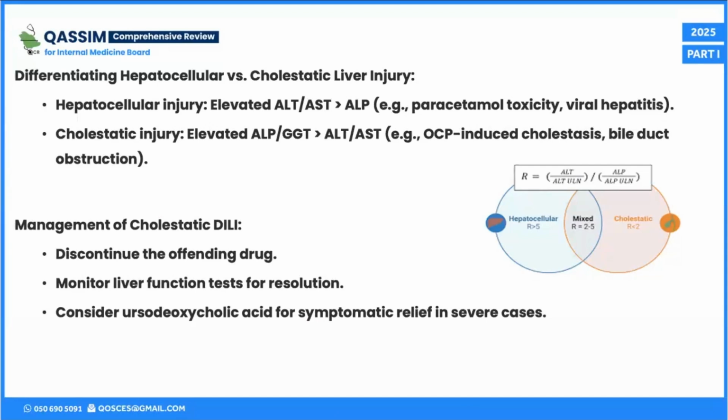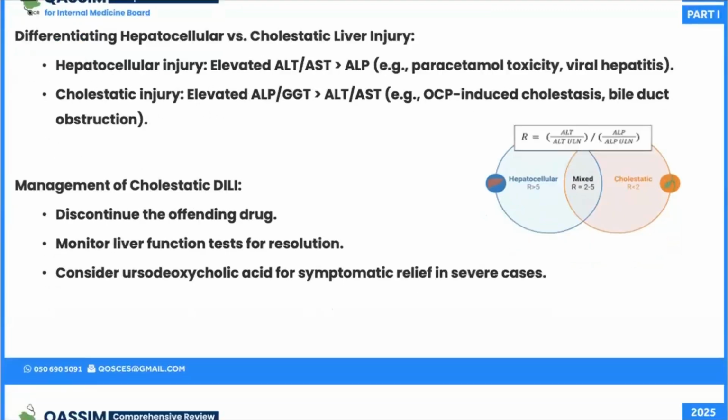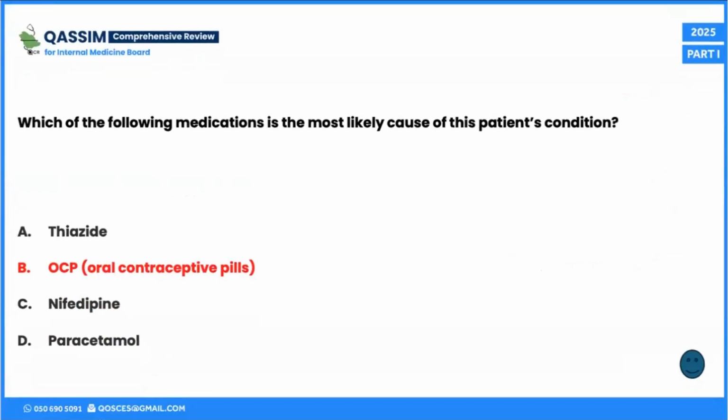When you manage cholestatic DILI, you discontinue the offending drug, monitor liver function tests for resolution, and also consider treatment for symptomatic relief in severe cases, especially itching. So the correct answer is oral contraceptive pills.